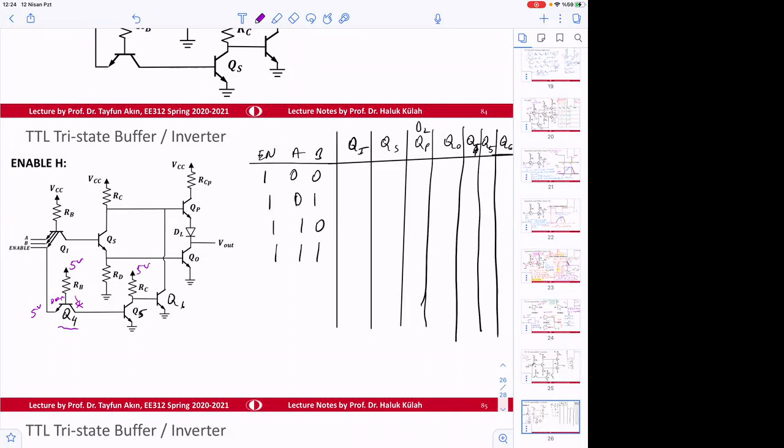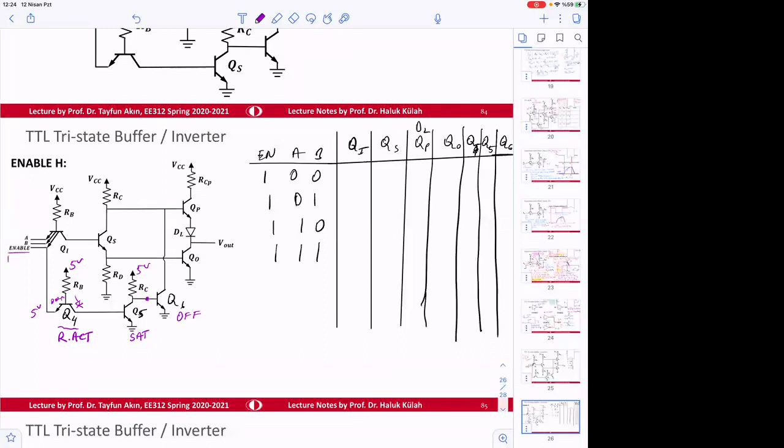Reverse active. This is going to be reverse active, okay? So when this is reverse active, what is the state of Q5? It will be in SAT. When this is SAT, what is the output voltage here? 0.2. If it is 0.2, what is Q6? Off. Okay, so this is not affecting anything.